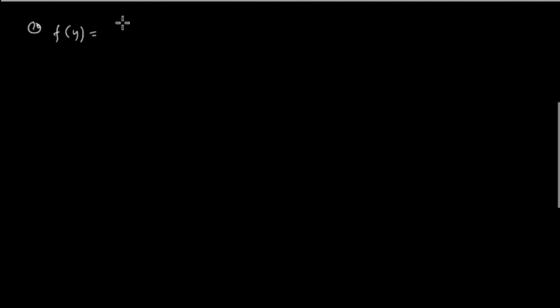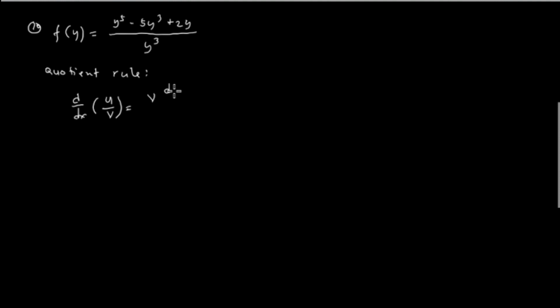f of y is equal to y fifth minus 5y cubed plus 2y, and we divide by y cubed. In this example, we can use the quotient rule. The formula for the derivative of the function u over v is v times the derivative of u minus u times the derivative of v, and we divide by v squared. u is equal to y fifth minus 5y cubed plus 2y, while v is equal to y cubed.